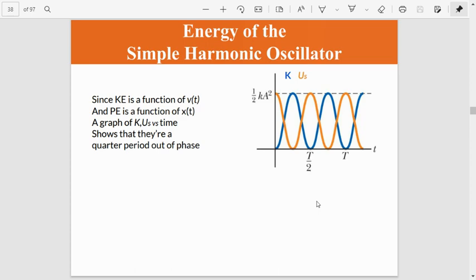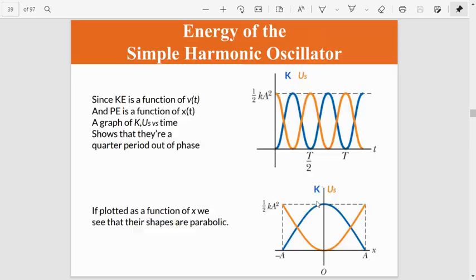So if you remember the formulas from before, you can write the kinetic energy as a sine function and the potential energy as a cosine, which means that they would be a quarter period out of phase, which is what we see in the graph here as well. Also, if we were to plot them as functions of the displacement from equilibrium, we see that they take on a parabolic shape. So as one gets bigger, the other decreases and vice versa.